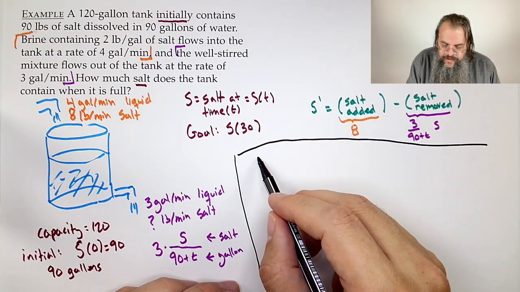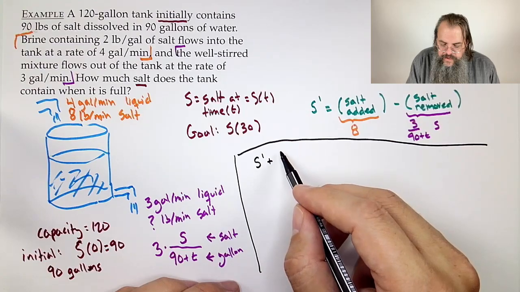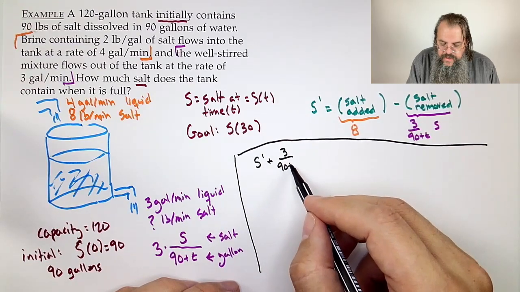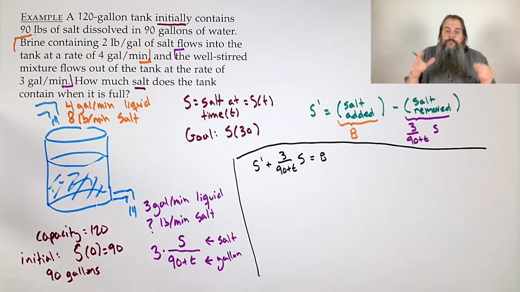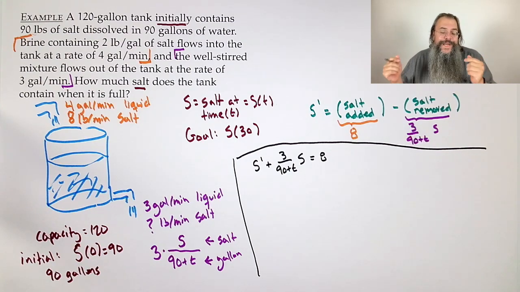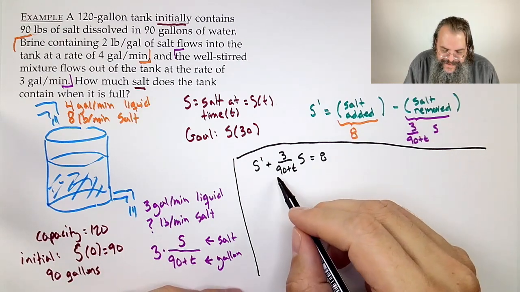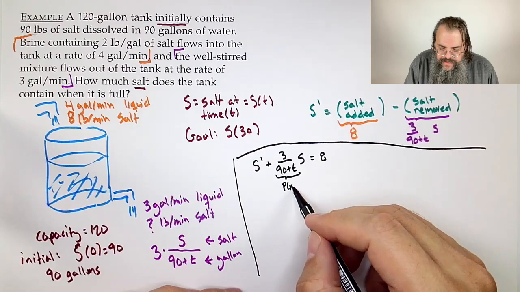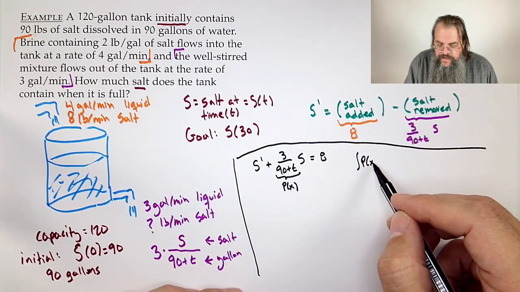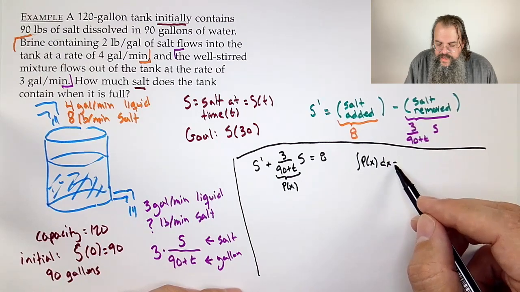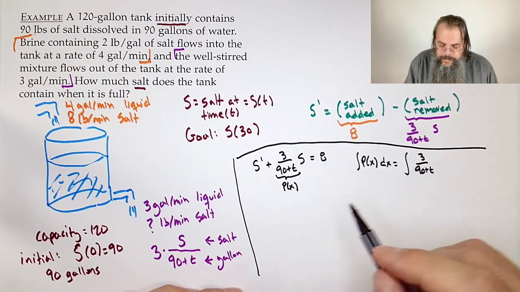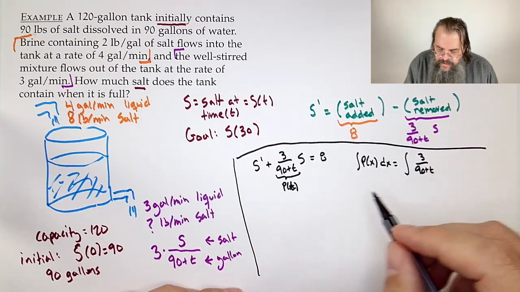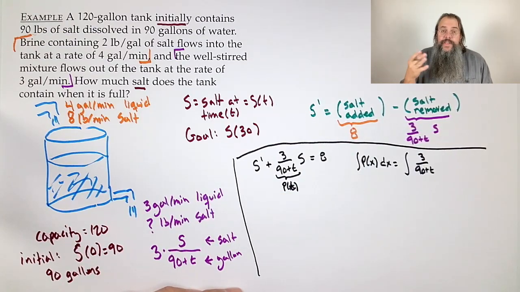So we'll rewrite this. This is the same as s prime plus 3 over 90 plus t times s is equal to 8. And this is really good. This is exactly the kind of problem that we've just been talking about. Almost as though we were anticipating we would need the method of integrating factors to solve this. So this piece over here, this is our p of x. So we integrate p of x, and we say, okay, what is that? Well, that's integrating 3 over 90 plus t. Whoops, I should say t, because we're thinking of our time variable as t, not x.